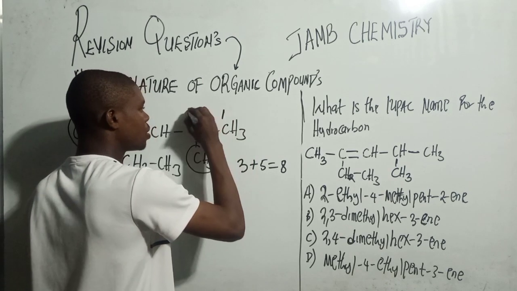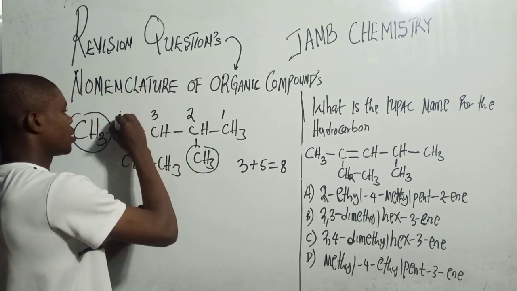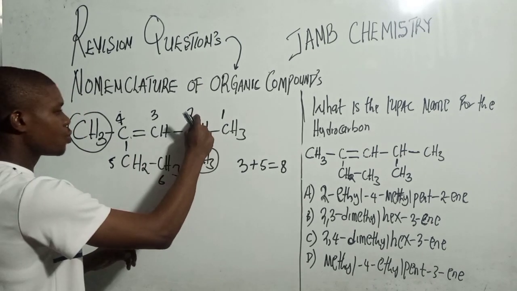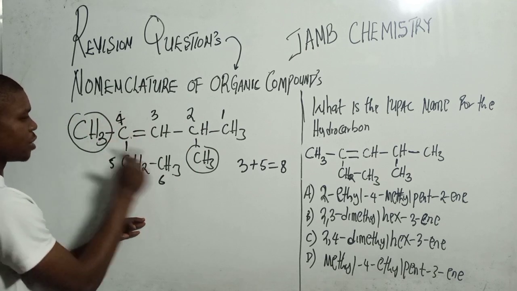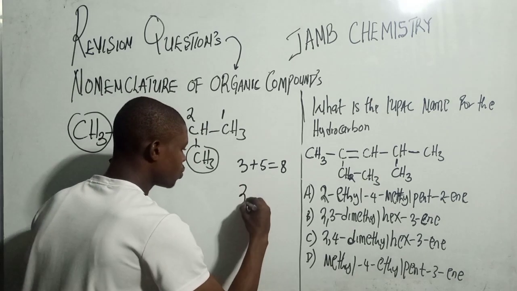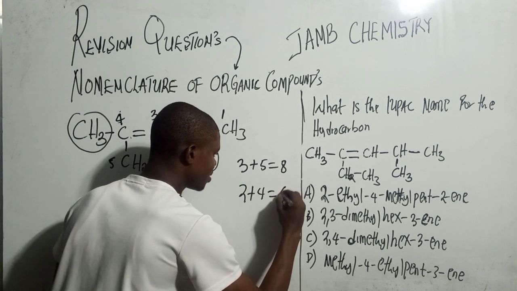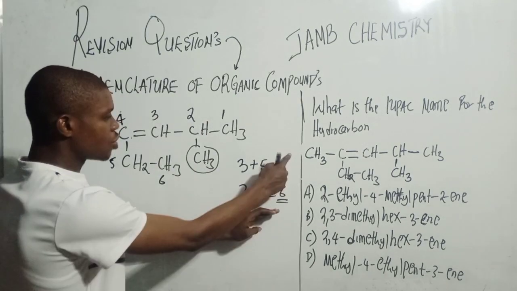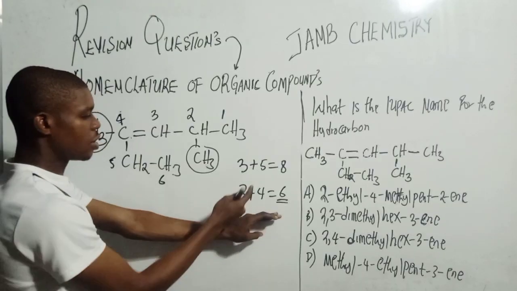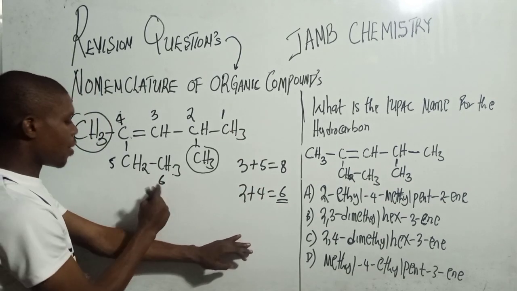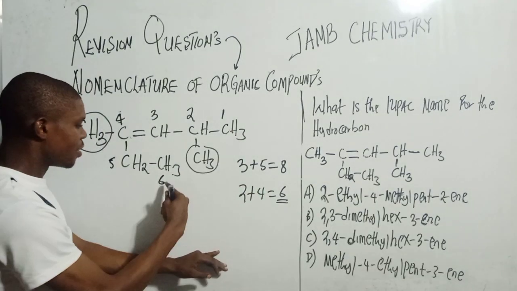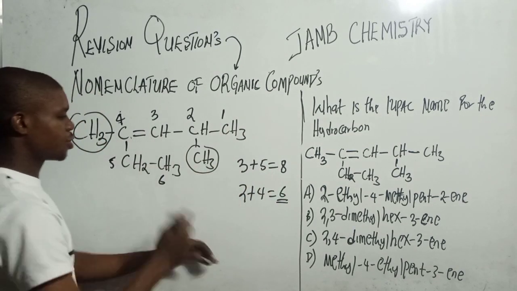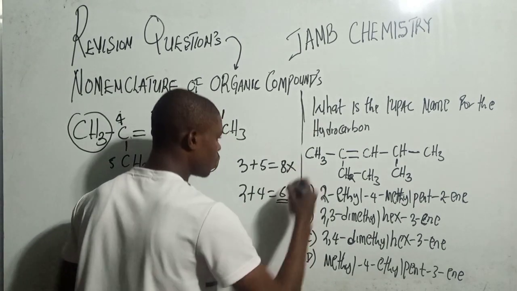Here I have 1, 2, 3, 4, 5, and 6. So I have carbon 2 and carbon 4 carrying the two substituents. So it's going to be 2 plus 4, which gives 6. Because 6 is the lowest compared to the other one, the right numbering will be from this side, not this side. Remember, when I start from here, it gave me 8, but when I start from here, it gave me 6, when I sum their positions. So this one is the right one, and the other is the wrong one.